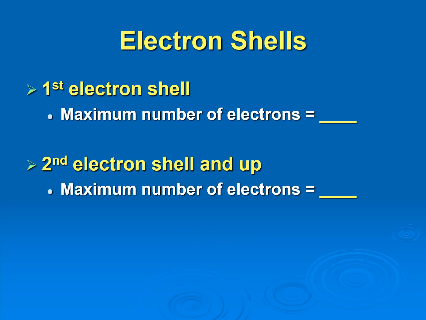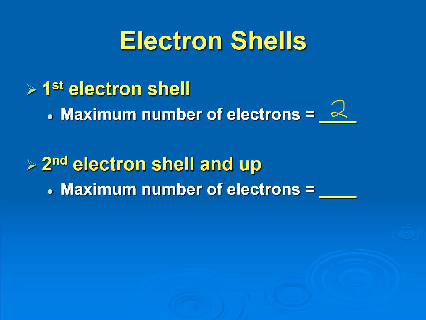Okay, so we've talked about the protons and neutrons, but we need to talk a little bit more about the electrons and how they're organized in the atom. So they're going to be put into these electron shells, and the maximum number of electrons that can fit into the first electron shell will be 2.